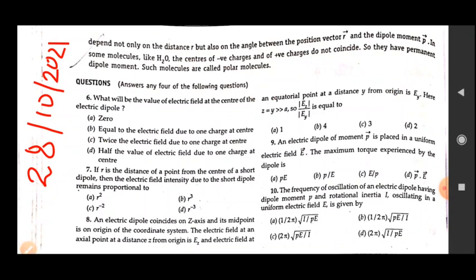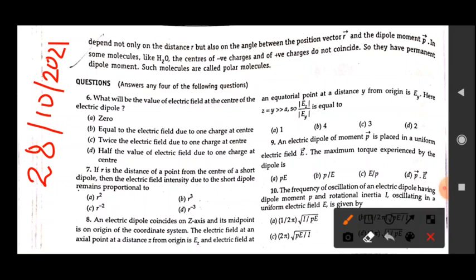The second question is: if r is the distance of a point from the center of a short dipole, then the electric field intensity due to the short dipole remains proportional to what? Short dipole means that the dipole length is very small in comparison to the distance at which we are calculating the electric field intensity.